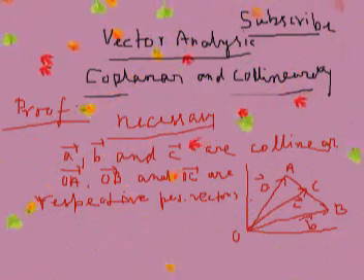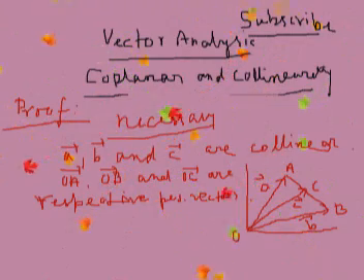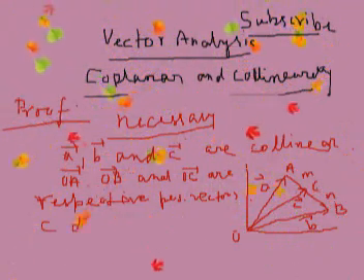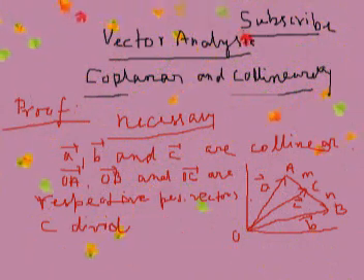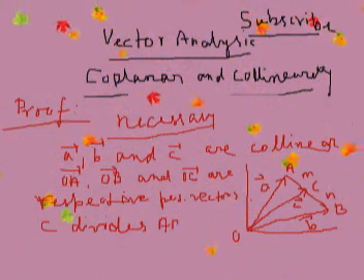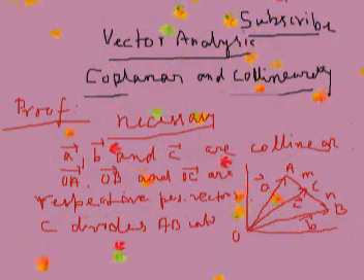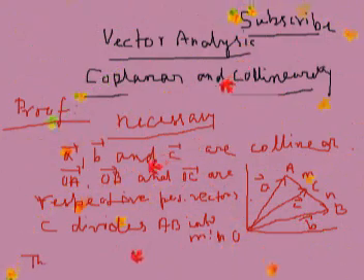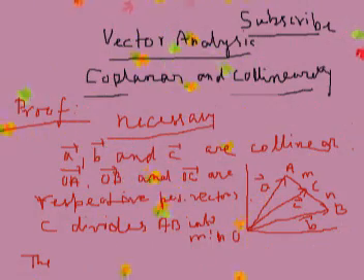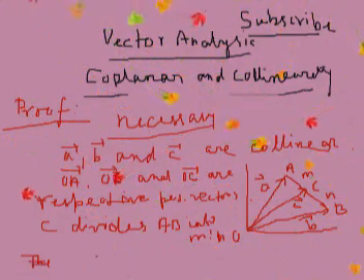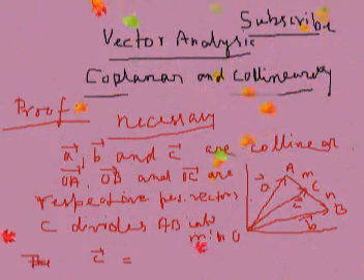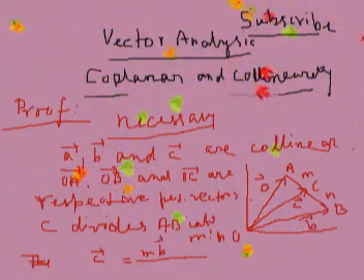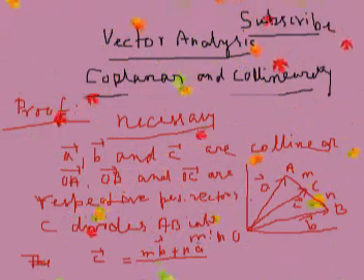Now, what we have to understand for the necessity is that if we take the vector C, the point C divides the line segment AB in the ratio M is to N. Then what is the coordinate of C? Then the C vector can be represented in this way: M B vector plus N A vector by M plus N.